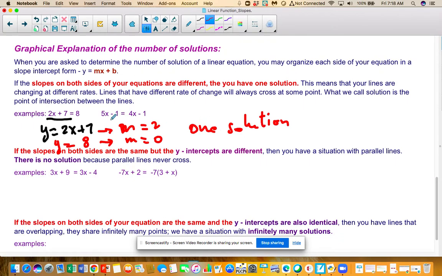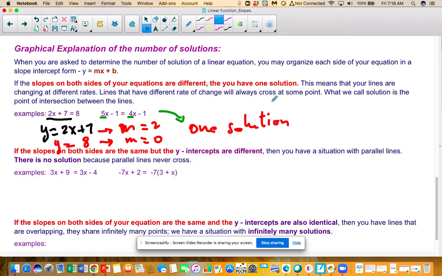Based on that, we can always tell that 5x minus 1, okay, guess what? The slope there is 5. On the left side, the slope is 5. On the right side, the slope of that line is 4. So different slope, okay? Even though they have the same y-intercept, the slopes are different. Therefore, we are going to say that these two equations actually have one solution, because the slopes are different.